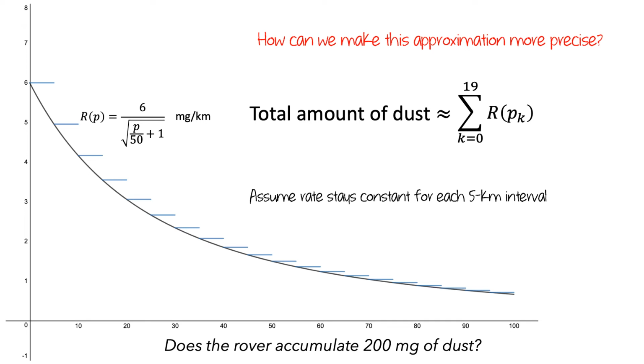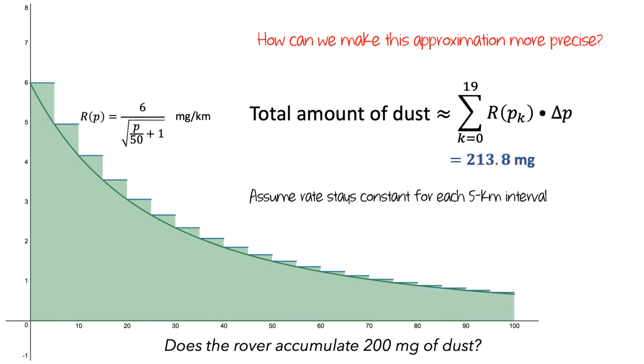Then to find the amount of dust that accumulates in each interval, we multiply the rate of accumulation in each interval by the width of the interval, which makes our graph look like this. Like before, we'll add up the amount of dust that has accumulated in each interval. And this time we'll get 213.8 milligrams of dust. Also, like before, this is an overestimate of the total amount of dust that accumulates. However, we're only assuming that the rate stays constant over each 5-kilometer interval, and not over the 10-kilometer intervals. So this should make our approximation more precise.